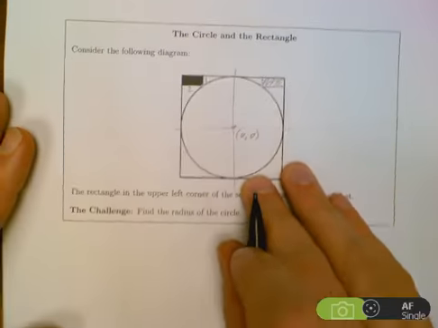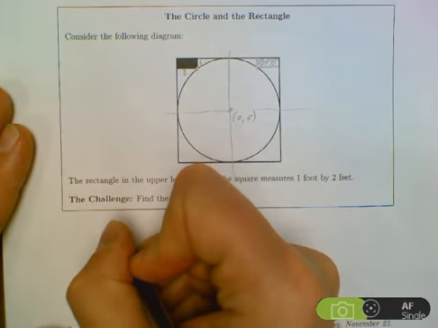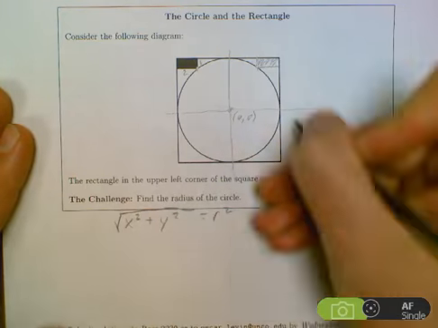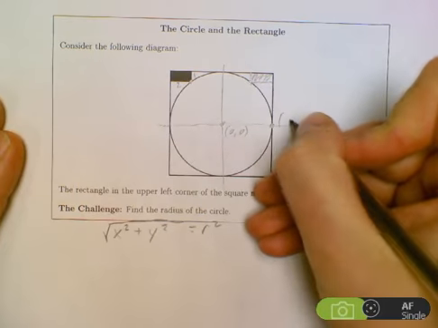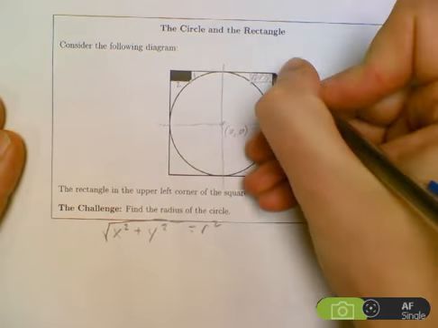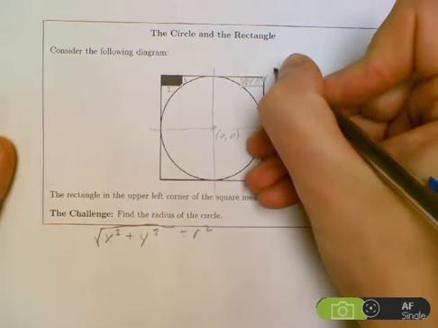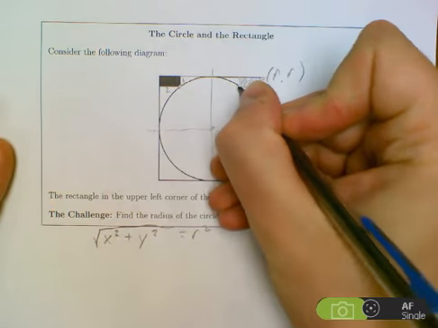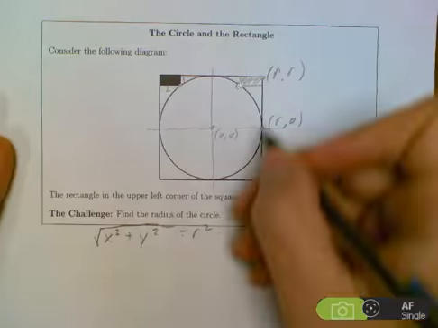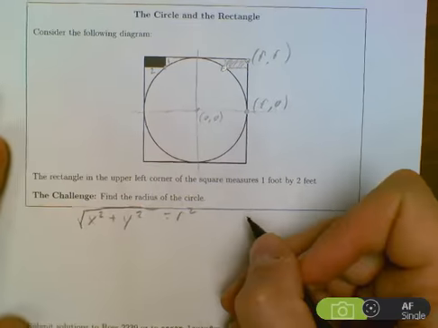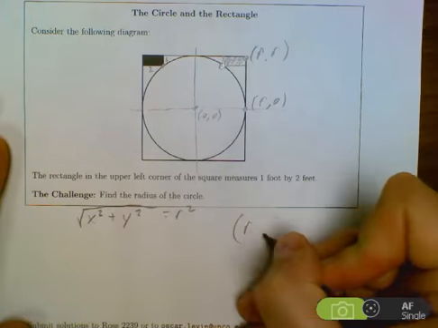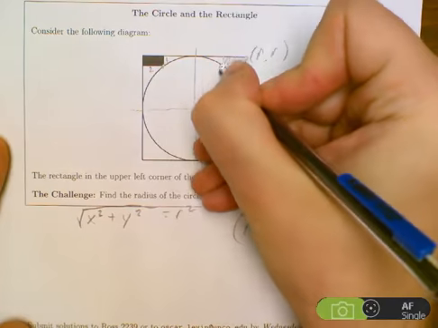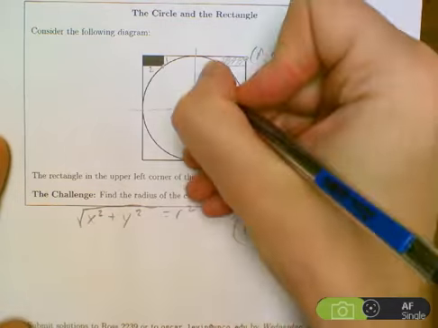So the equation of the circle is going to be the square root of x squared plus y squared equals r squared. This point here is going to be r comma 0, and that makes this point right here r, r. What's nice is it makes this point right here be the point r minus 2 comma r minus 1. But I also know that this distance from here to here is r.